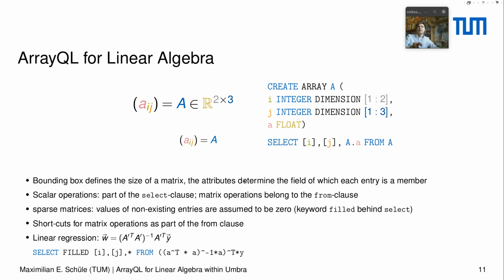For sparse matrices, values of non-existing entries are assumed to be 0. That's different from a normal usage of ArrayQL, where we introduce the keyword filled behind select to indicate the use for linear algebra. We introduced shortcuts for matrix operations as part of the from clause. Like that, we can translate linear regression simply into one statement, part of the from clause.